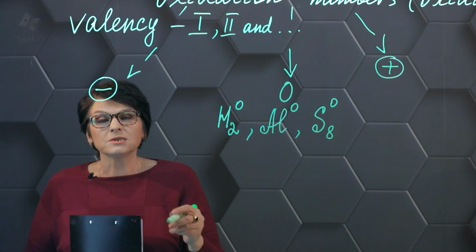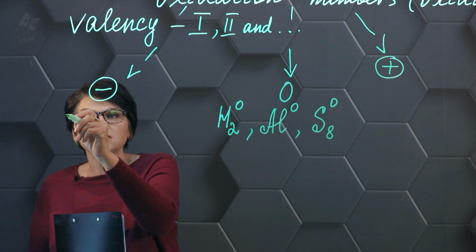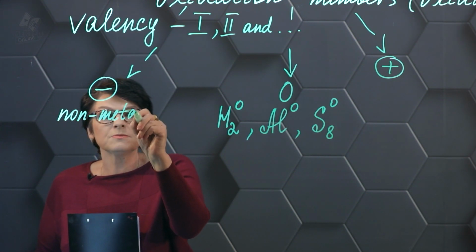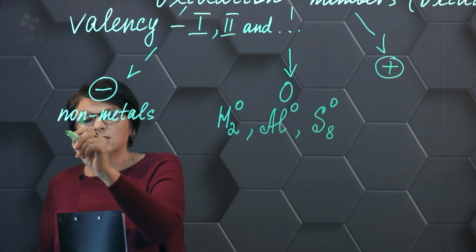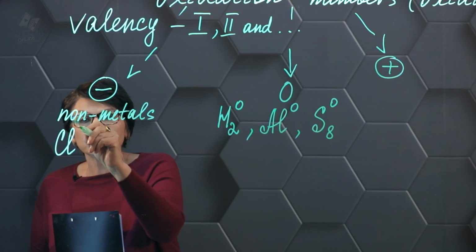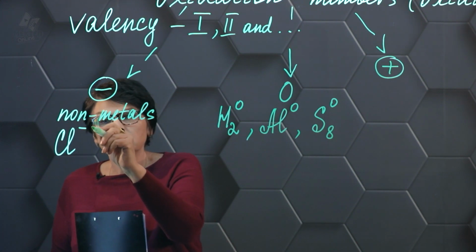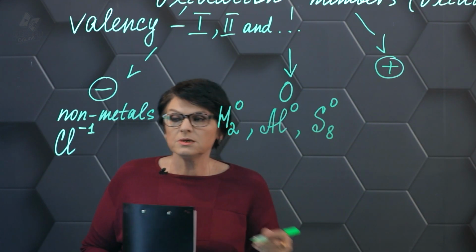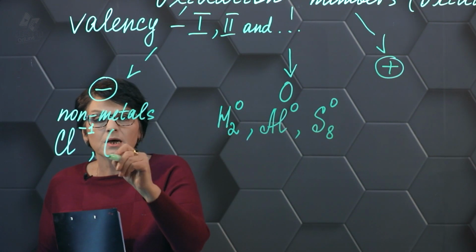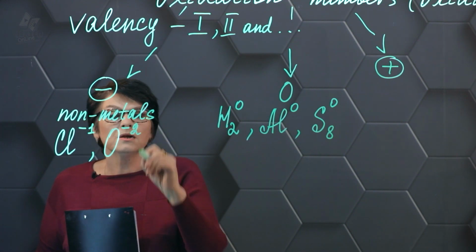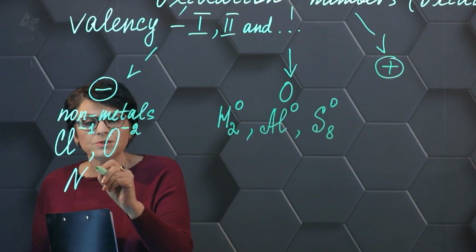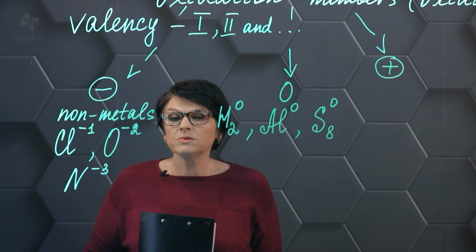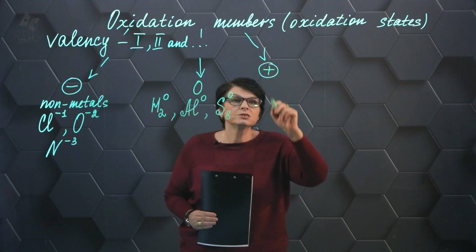However, in compounds involving nonmetals, the value can become negative. Thus, negative charges are only present when elements are combined in their compounds with nonmetals. For example, chlorine will have a negative oxidation degree. The unit may be written down, but we usually do not show the unit, nor the upper index. For example, oxygen has an oxidation degree of -2, and let's say nitrogen has an oxidation degree of -3. But please note, only nonmetals can have such an oxidation degree.